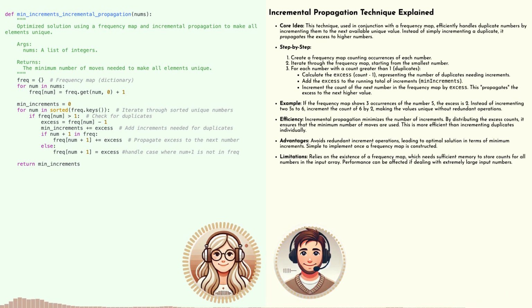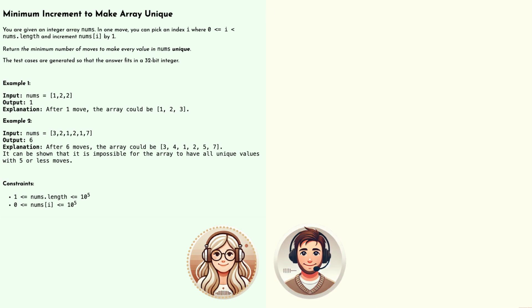Exactly, and we just keep doing the same process for each number in our frequency map. If 2 has an excess, we add it to 3, and so on. This propagation ensures that we're always incrementing to the next available slot, so we're minimizing the total number of increments needed. I'm starting to see the elegance here. We're not just randomly incrementing, we're very carefully moving those duplicates forward to make sure we're using the smallest number of increments possible. Precisely. It's all about working smarter, not harder, right?